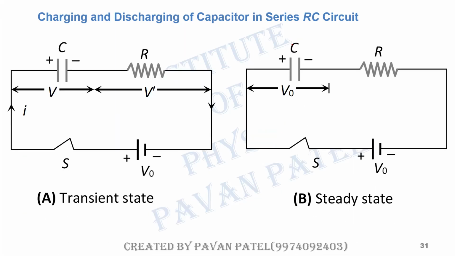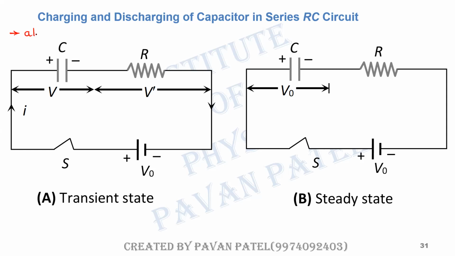Let's try to prove the formula for the potential difference V and charge Q on the capacitor. So this is the circuit in the transient state. Just think that potential across the capacitor is V, potential across the resistance is V dash, and current is I, right? So V is equal to Q by C. Charge on the capacitor at time t is Q.